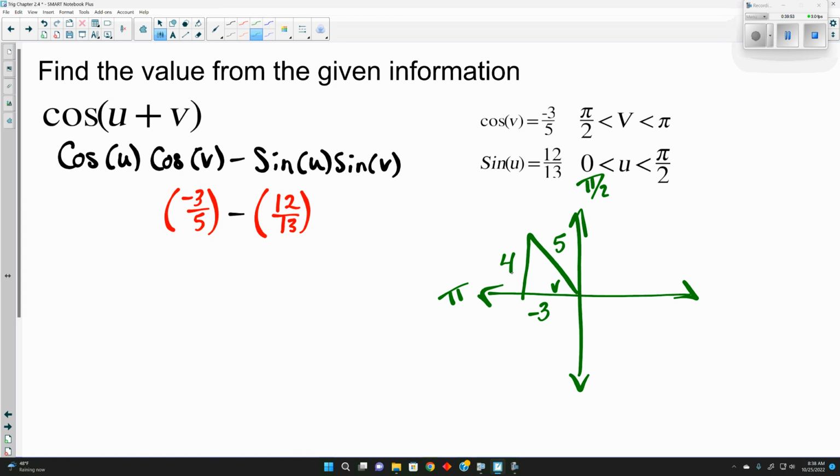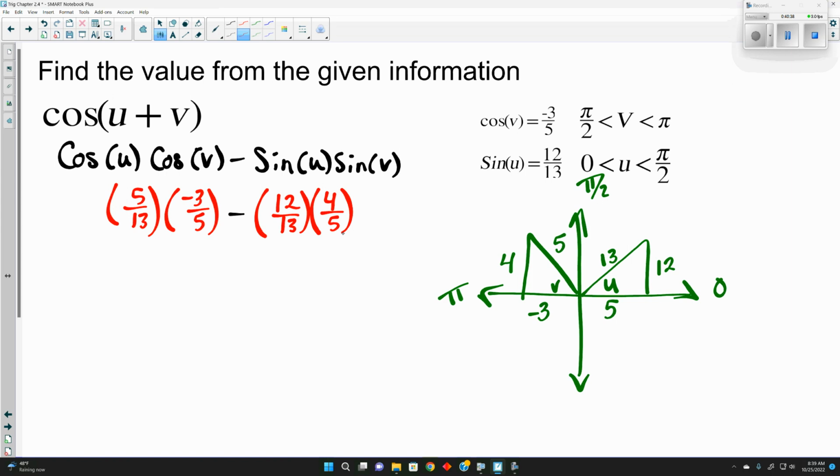Now u is between 0 and pi over 2, so it's over here. It's sine, so opposite over the hypotenuse. And what's our third side for this one going to be? 5. Mainly because we did just find it on the last problem, so that's kind of helpful. And that does help us finish out this problem here. Because cosine of u is going to be 5 over 13. And sine of v is going to be 4/5.